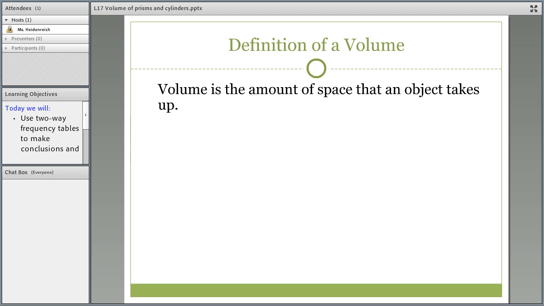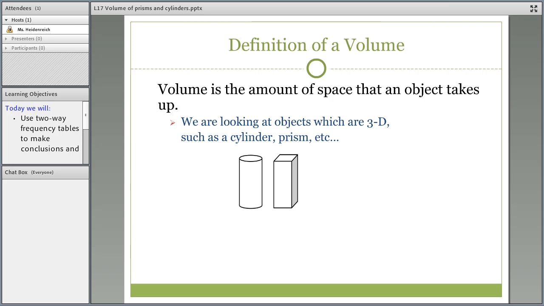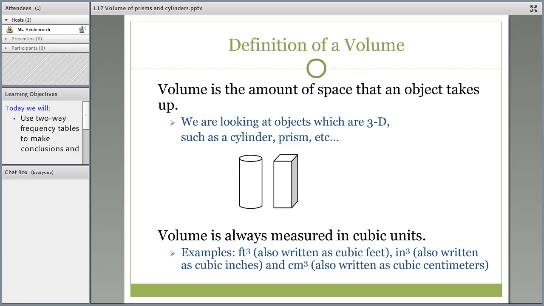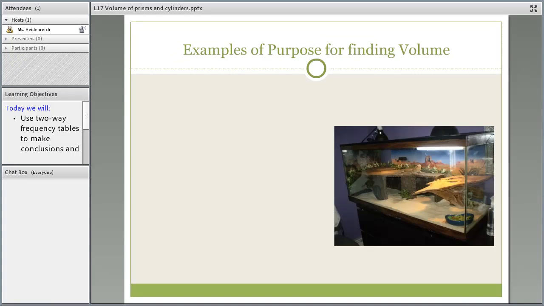Volume is the amount of space that an object takes up. And so we're talking about three-dimensional objects, objects that you could hold or that you could look at, such as a cylinder or a prism. Okay, and volume is always measured in cubic units, such as feet cubed, inches cubed, and centimeters cubed. You could also call them cubic feet, or cubic inches, or cubic centimeters. And like I said, I like to think of it as the amount of space that an object takes up.